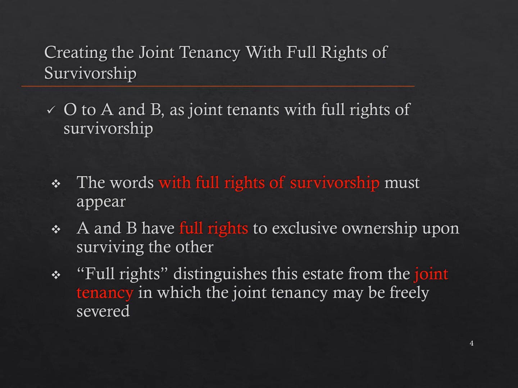So here we have O as being the owner, conveys to A and B as joint tenants with full rights of survivorship. Now the words "with full rights of survivorship" must appear in the body of the grantee line. Remember, the traditional joint tenancy would be O to A and B as joint tenants. This additional language is what distinguishes this estate from the traditional joint tenancy.